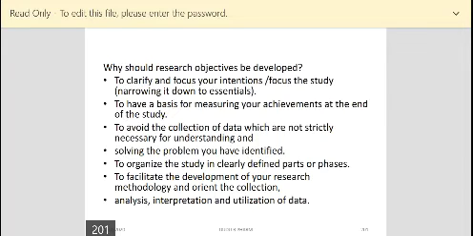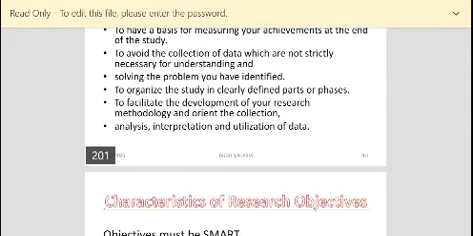to avoid the collection of data which are not strictly necessary for understanding and solving the problem you have identified, to organize the study in clearly defined parts or phases, to facilitate the development of your research methodology and orient the collection, analysis, interpretation, and utilization of data.